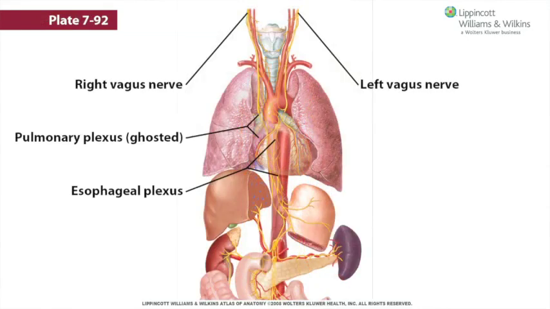The right and left vagus nerves continue into the thorax, sending branches to the pulmonary and esophageal plexuses, and then pass through the esophageal hiatus to reach the abdomen, where they provide parasympathetic innervation to the viscera.